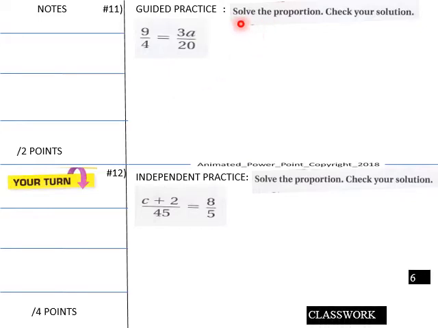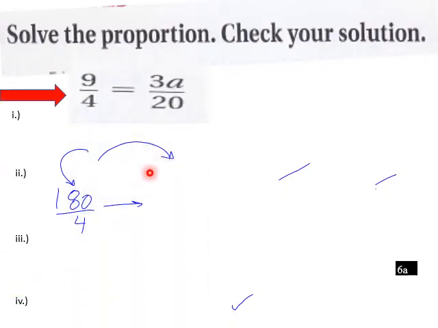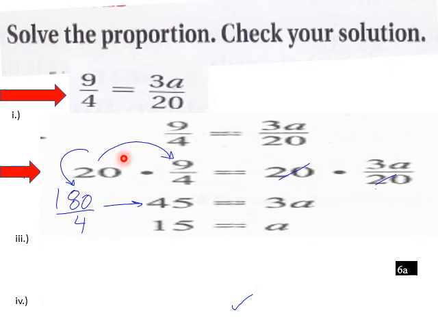So let's solve the proportion and check. So we're going to solve and check here, solve and check here. So 9 over 4 equals 3a over 20. So for a, we're going to multiply both sides by 20. Let's do it that way. So let's do the inverse of division, which is multiplication. So multiply both sides by 20, and then this will go away. You end up with 3a equals 45.